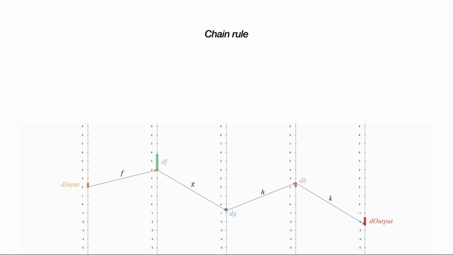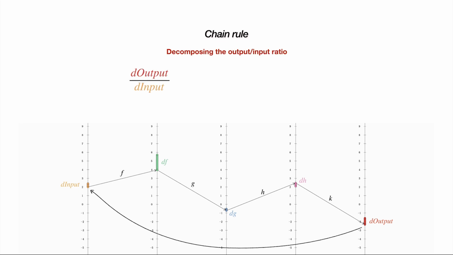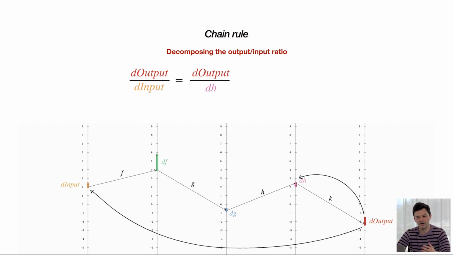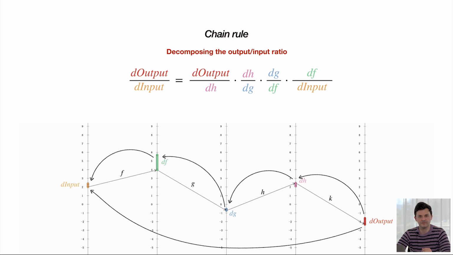What we also introduced last time is the chain rule, which is a rule of calculus which allows us to decompose this output to input ratio. Sometimes this chain of functions is quite complicated, therefore the calculation of the derivative would be very complicated as well. But we can decompose this ratio into a number of simpler expressions that we can multiply together. We can say that d output over d input is equal to d output over dh times dh over dg times dg over df times df over d input.